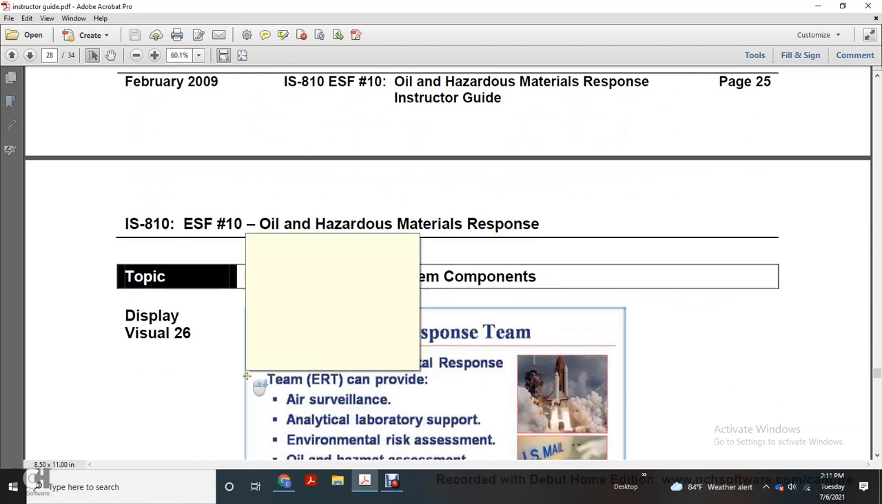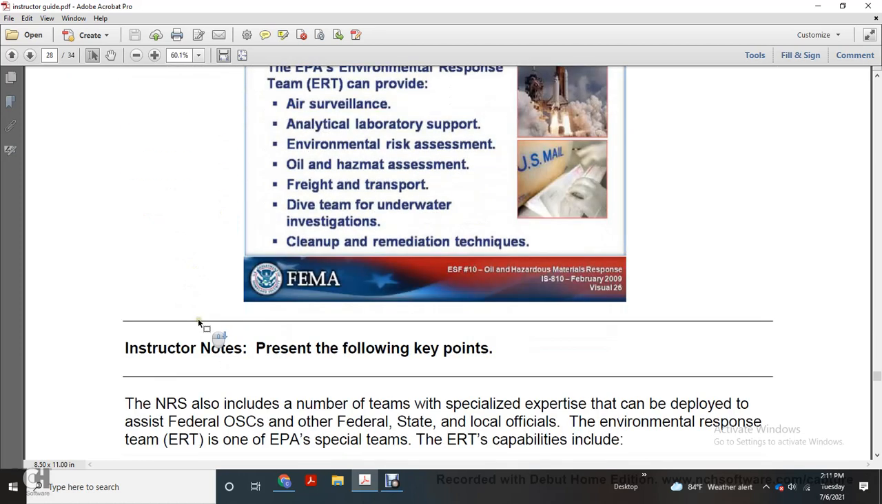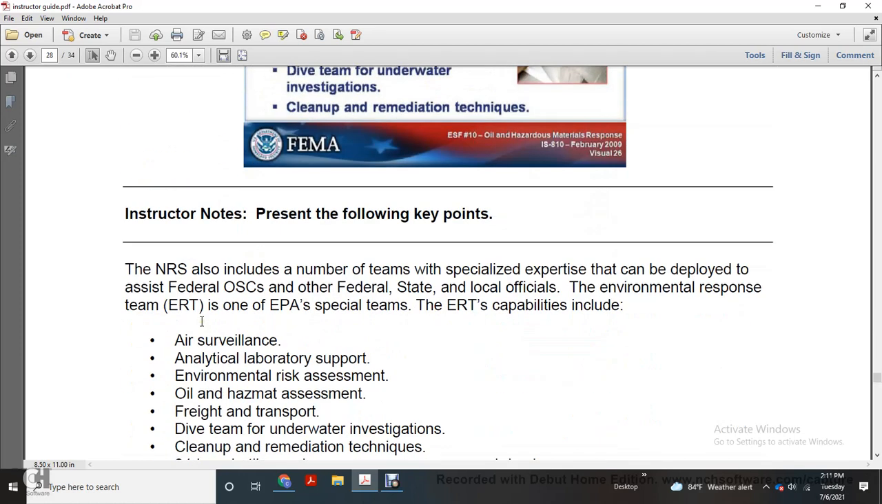Play Visual 26, Environmental Response Team. The Environmental Response Team can provide air surveillance, analytical laboratory support, environmental risk assessment, oil and hazmat assessment, freight and transport, dive team underwater investigation, and cleanup and remedial techniques. The National Response System includes a number of specialized expert teams that can deploy with the federal on-scene coordinator and other federal, state, and local officials.